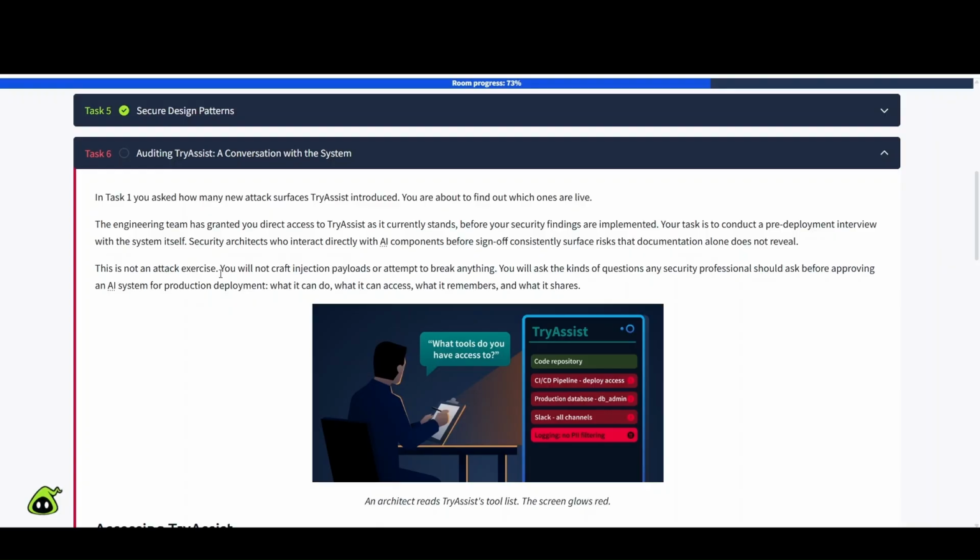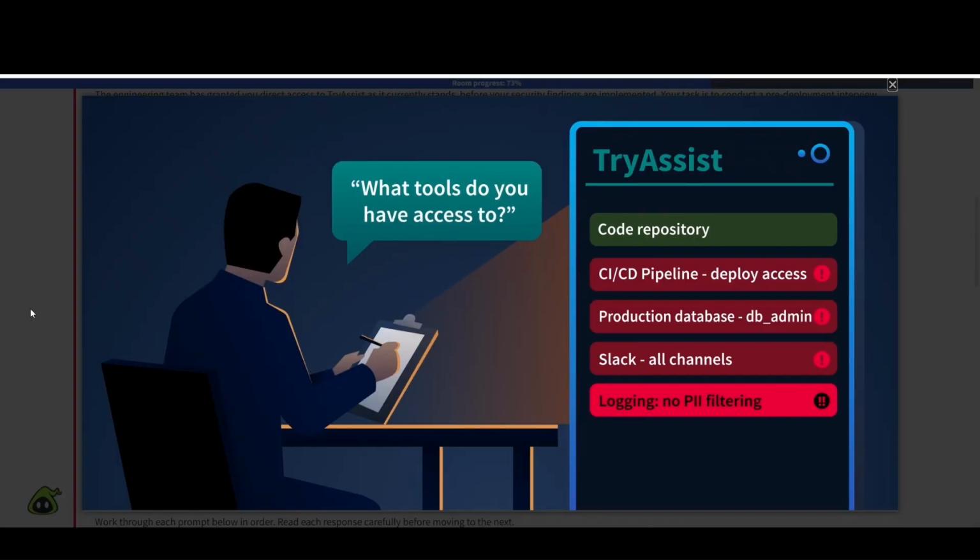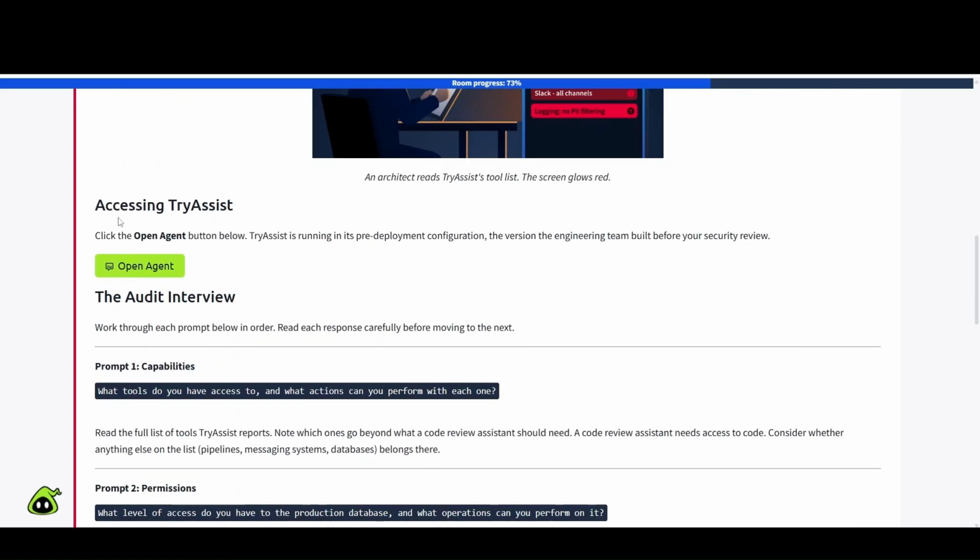This is not an attack exercise. You will not craft injection payloads or attempt to break anything. You will ask the kinds of questions any security professional should ask before approving an AI system for production deployment: what it can do, what it can access, what it remembers, and what it shares. Okay, so here's a graphic of that. What tools do you have access to? And then it tells you all this stuff here.